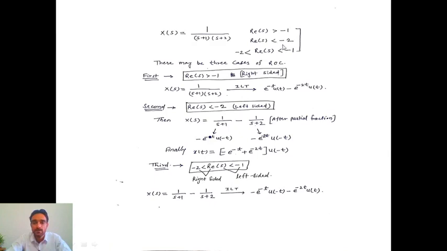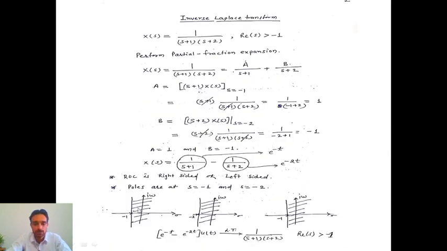The second case is less than -2. If ROC was less than -2, meaning the common region is defined as less than -2, then this case should also be less than -1, -2. The final ROC is less than -2. Then this ROC must be less than -1, so that we can find the common region as less than -2. First is less than -2, second is less than -1. Then what should be the common region? That is less than -2.